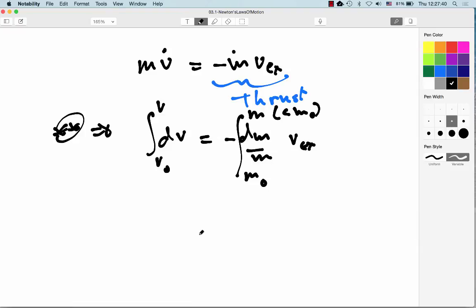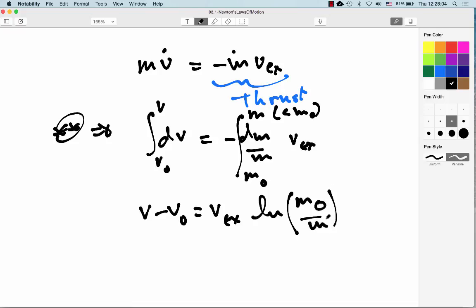Alright, so times v exhaust. Okay, so when we do this, we get that v minus v naught equals v exhaust times the natural log, and you'll probably eventually start seeing me just write log for natural log, so if I do that, it's the same thing to me. It's natural log of m naught over m. So there's a couple of things that we can get out of this.